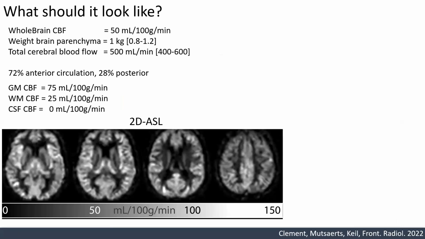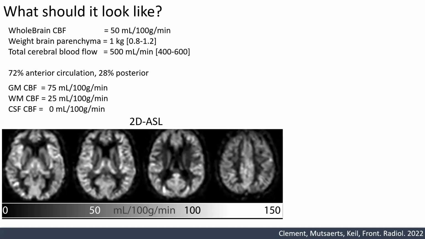And what should it look like if we simplify it? Then our brain is about 1 kilo and requires half a liter of blood flow each minute. About 2/3 of that goes to the anterior circulation, 1/3 to the posterior circulation, and about 3 times as much goes to the gray matter where the action happens, where the neurons are, and 1/3 of that goes to the white matter. So the gray to white matter ratio, as you see here in this contrast, is usually about 3. And that's also a nice way to look at the quality of your ASL image.